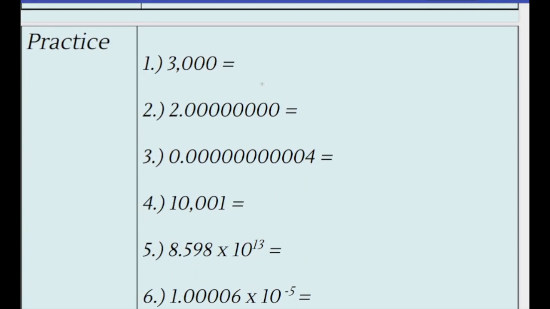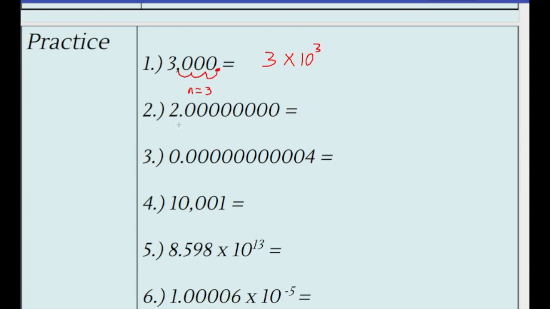First one is 3,000. We want to convert that into scientific notation. So to do that, we're going to take our decimal that's right here and move it over. 1, 2, 3, boom. Because we moved the decimal over 3 spots, that means that our n value is 3, meaning that we would end up with 3 times 10 to the n. Well, we moved it to the left, so that's positive, so we end up with 10 to the third.